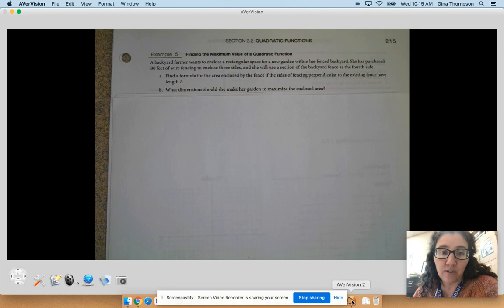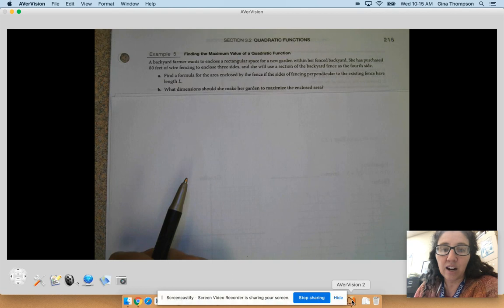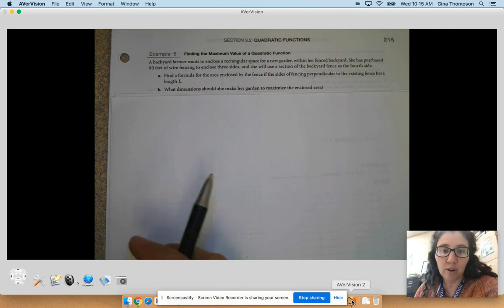She's purchased 80 feet of wire fencing to enclose 3 sides, and she will use a section of the backyard fence as the 4th side. Find a formula for the area enclosed by the fence if the sides of fencing perpendicular to the existing fence have length L, and what dimensions should she make her garden to maximize the enclosed area?